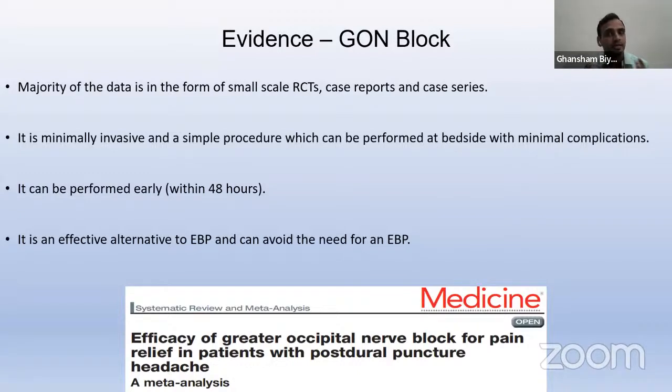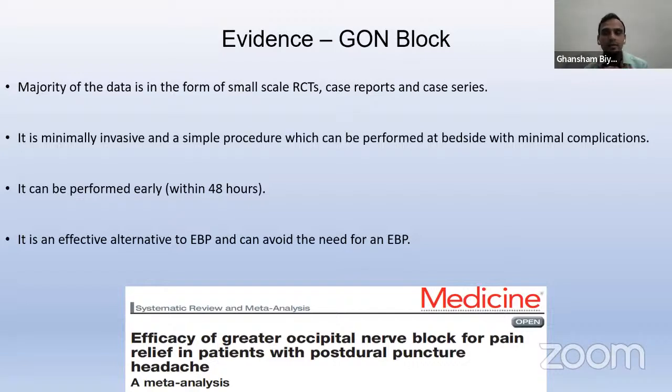I have read so many articles which are published on greater occipital nerve block, but all the articles are of the opinion that yes, it is a minimally invasive, simple procedure which can be performed at the patient's bedside with minimal complications, to which I agree. But the important advantage is that you can perform it within 48 hours. When you are waiting for your epidural blood patch, why not give good pain relief to the patient by performing either the pharmacological intervention or the greater occipital nerve block?